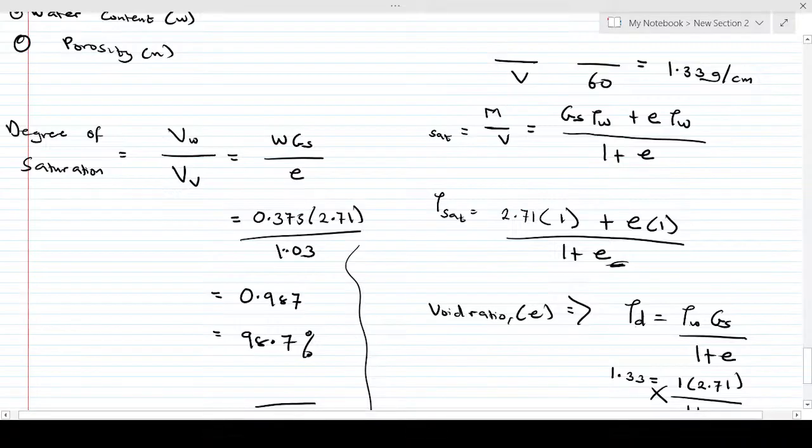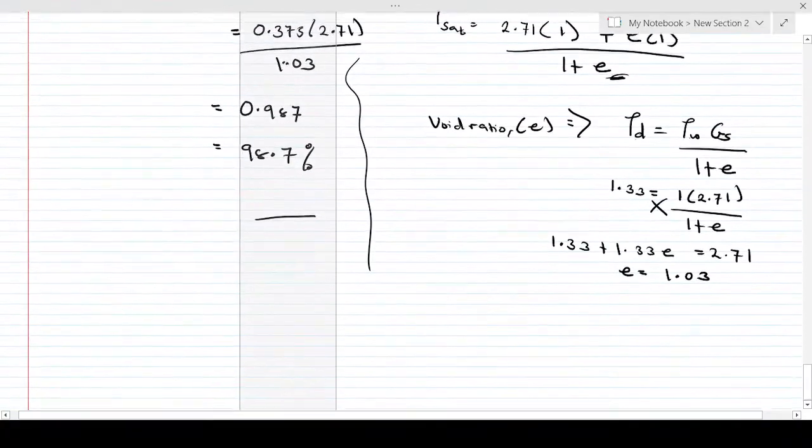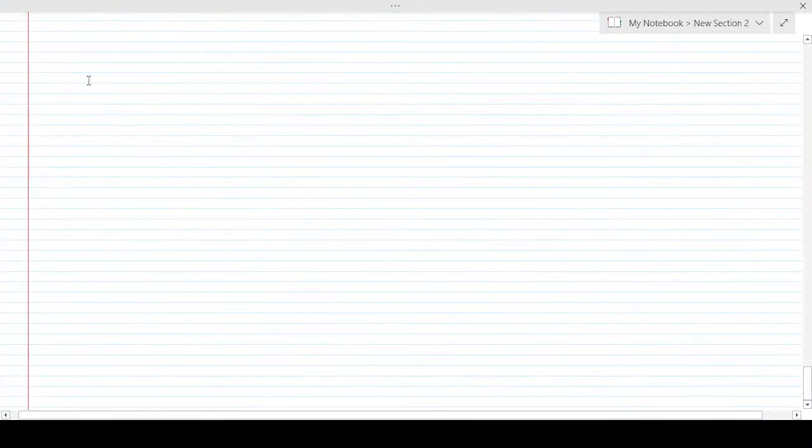So this was one question under phase diagrams, if you took notes. I'm going to take the second question under phase diagram. Let's take the second question under phase diagram. Now, this is going to be our second question.